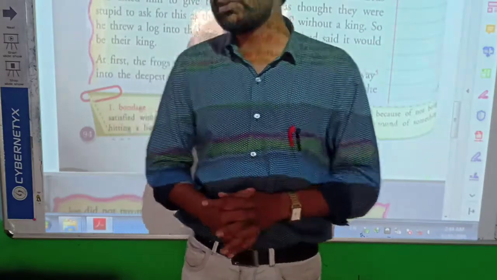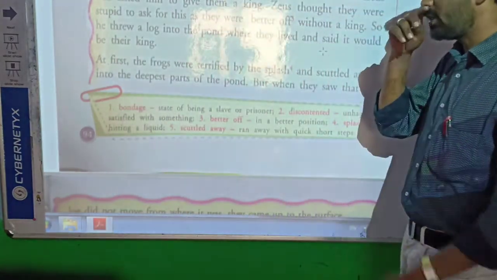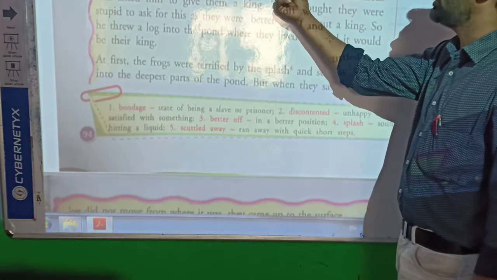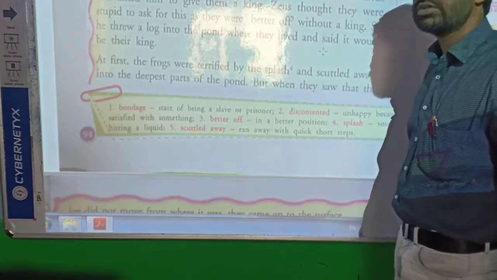So dear student, this way we have read and explained the first paragraph. New words are already given here. You have to write them from the glossary.